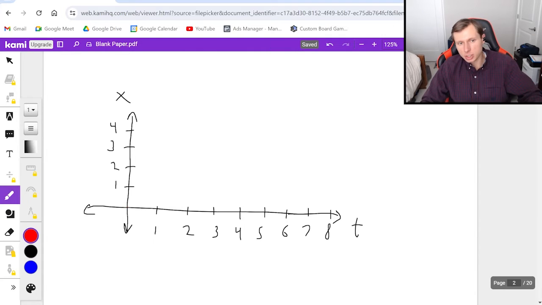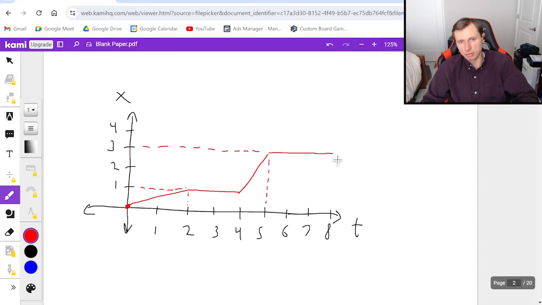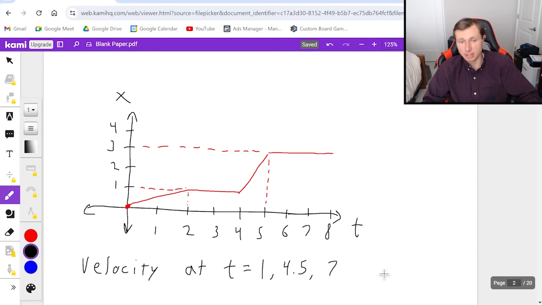So for this graph, we're going to start at 0, go up to 1 right here at t equals 2. Then we're going to go flat for a couple seconds. Then at 4, we're going to shoot up to 3 right there. And then for the rest of the time, we're going to be flat again. And for this one, the question's going to be, I want you to find the velocity at t equals 1, 4.5, and 7. So go ahead, give this one a try. If you don't know how to do it, then just keep watching, I'll explain.